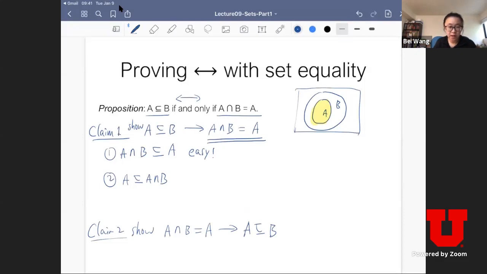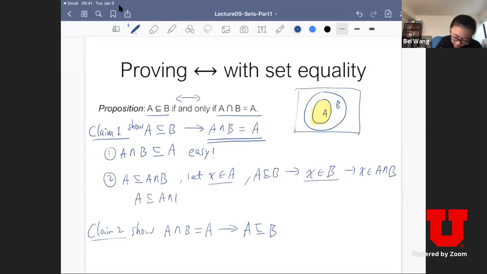The difficult part is the second part. I want to show if an element is in A, it's also in A intersect B. So what do we have? So let X be in A. And because A is a subset of B, this means X is in B. So now X is in A, X is in B. That means X is in A intersect B. So I just showed A is a subset of A intersect B. So that's it. Okay.